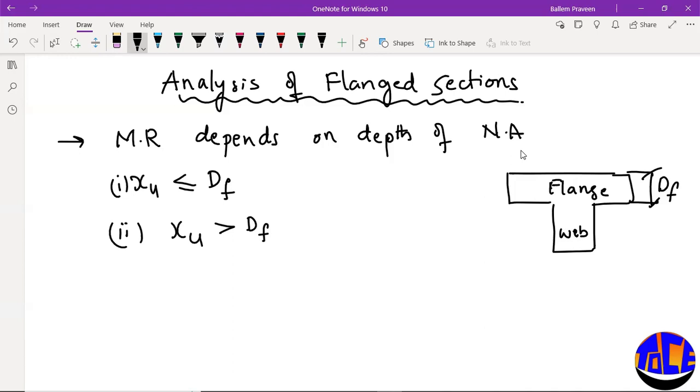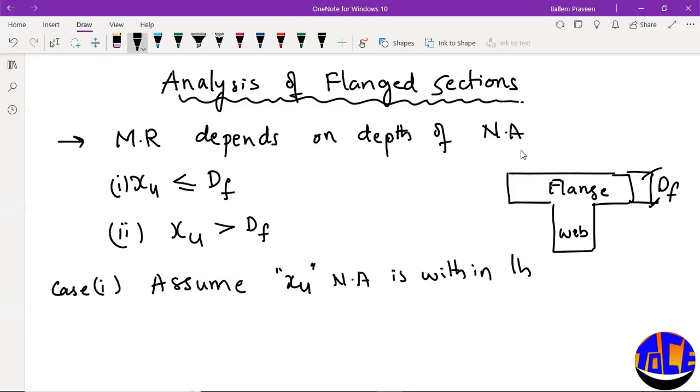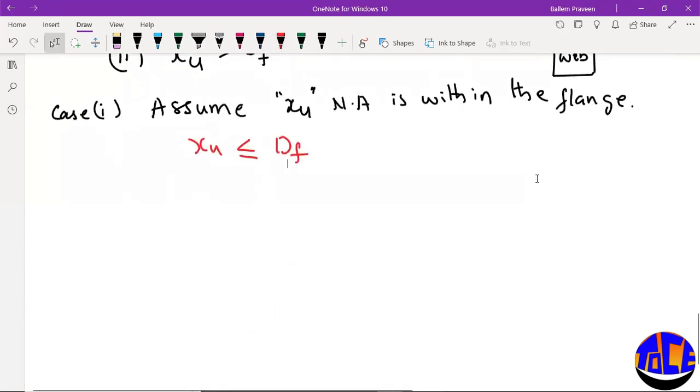Now let us consider the first case, where let us assume that the neutral axis is within the flange. That means xu is less than or equal to df. If this is the case, IS 456 is recommending to design the section simply as a rectangular section.